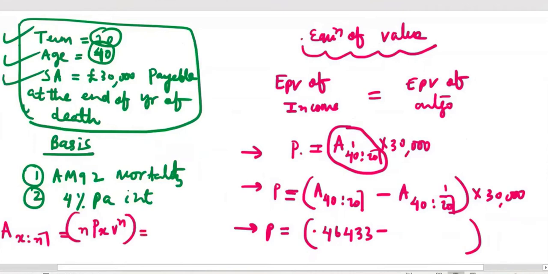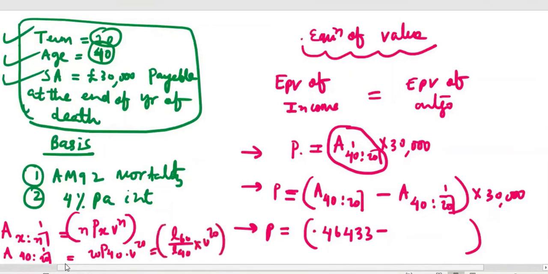P_{40:20} v^20. So this is L60 divided by L40 into v^20. So you calculate using a calculator what is the value of v^20. Even v^20 you get from the table for some interest rates, not all interest rates. L60, L40 you need to see the table. You find the whole value. That's all you put here, and you multiply by 30,000.